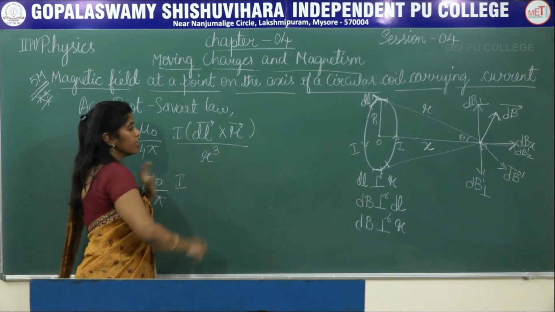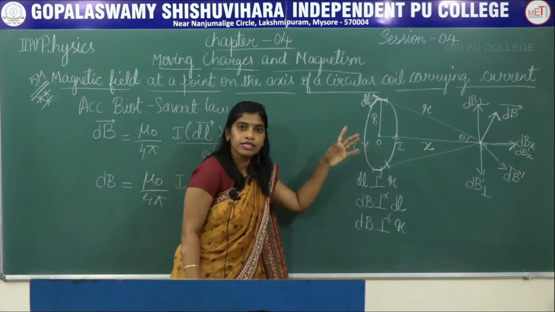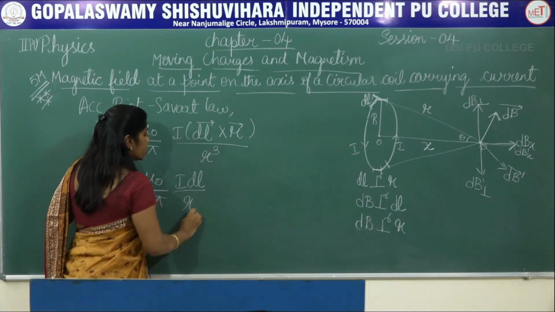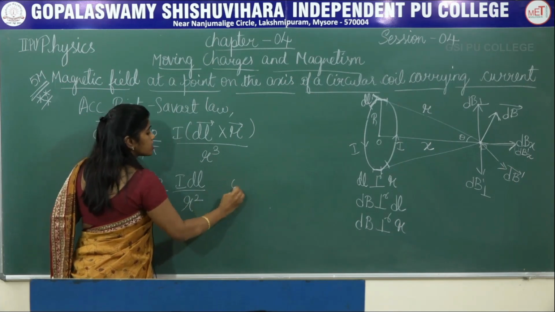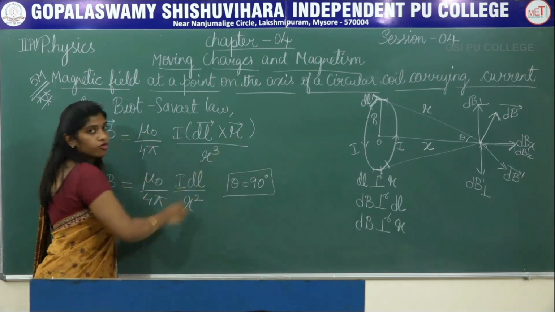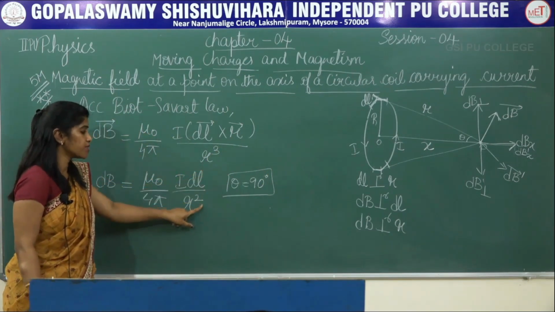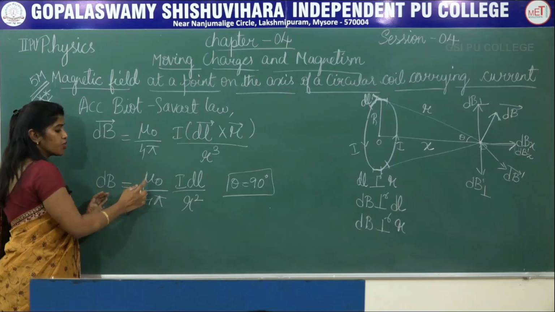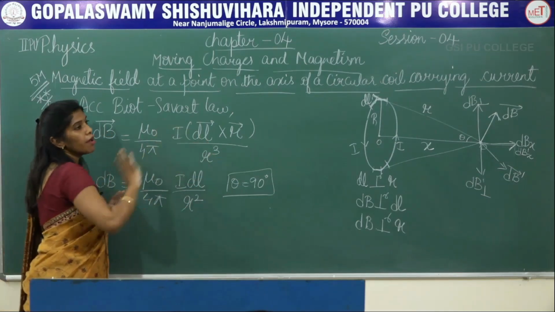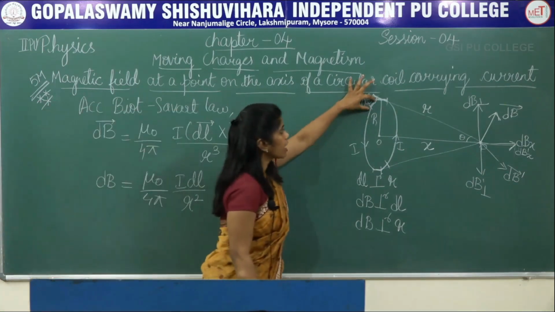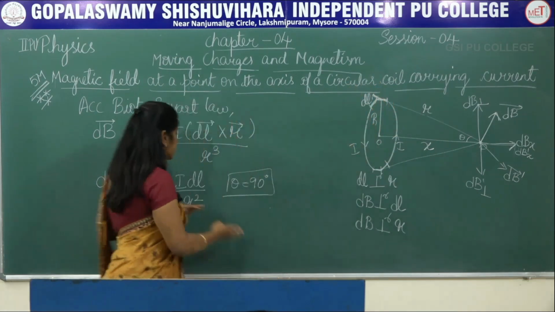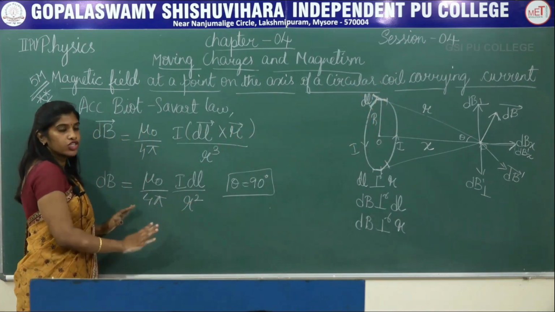You know the angle between the dl and r is 90 degrees because they are perpendicular to each other. So dB is mu naught by 4 pi I dl by r squared, because theta is 90 degrees here, and this r and one r here get cancelled, therefore this becomes r squared. So dB is equal to mu naught by 4 pi I dl by r squared. This is the magnitude of the magnetic field at any element. If you take any element here, all the elements will have the same magnitude. Nothing is going to change.